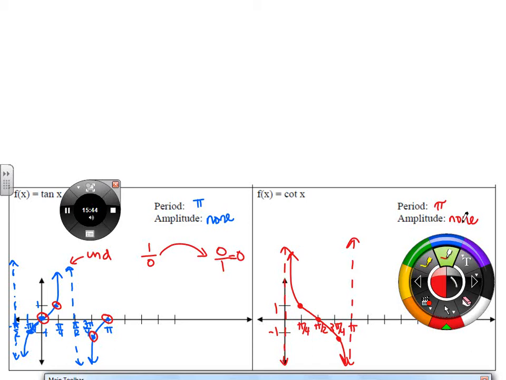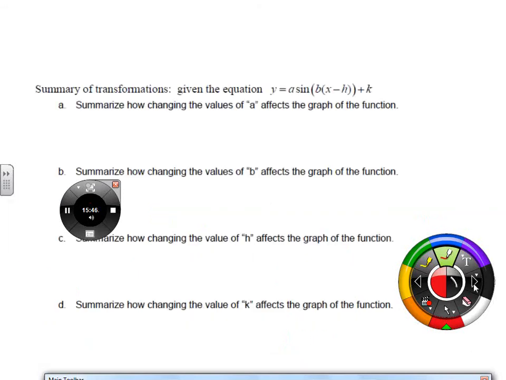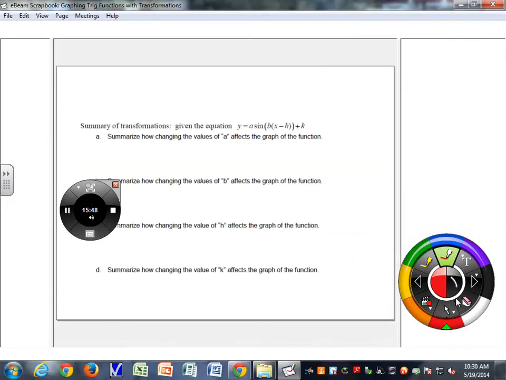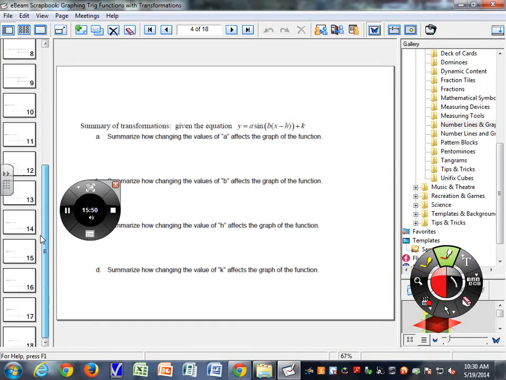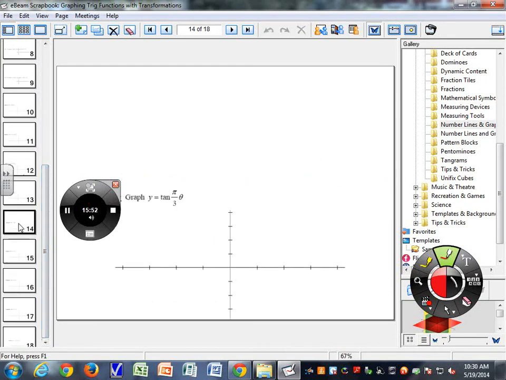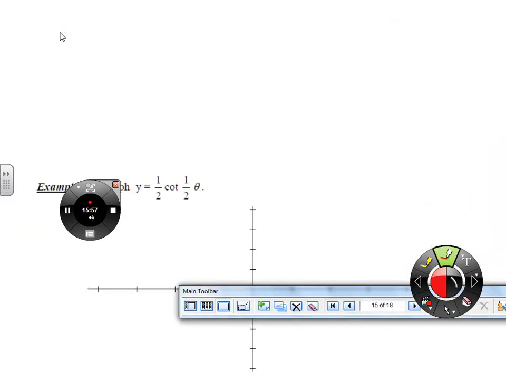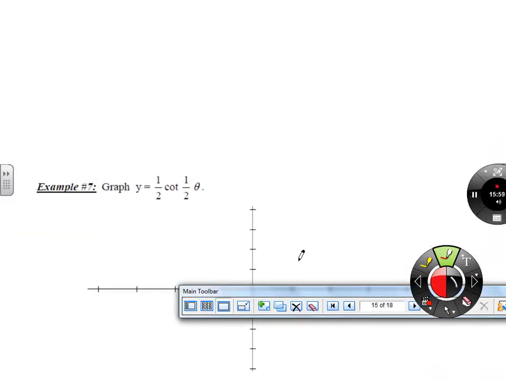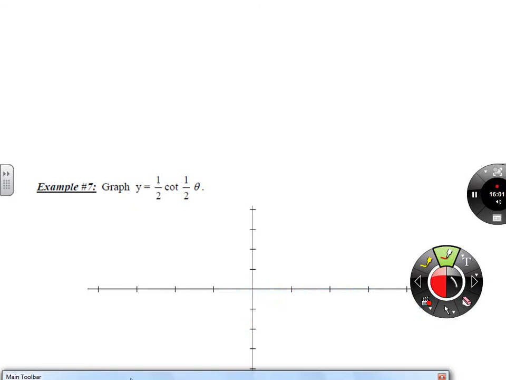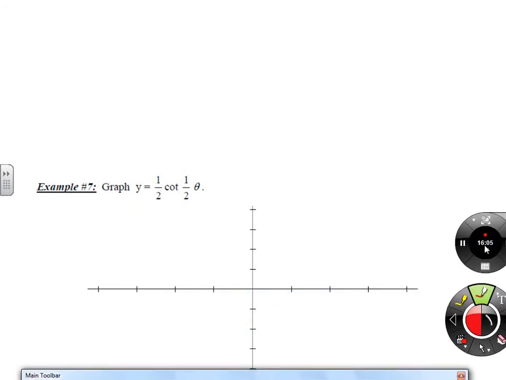All right, so let's do a little. Now remember that tomorrow you guys have a quiz. What is your quiz on? Sine, cosine, tangent, right? So we are not graphing those right now. We are graphing cosecant, secant, and cotangent. However, since we are using a lot of the graphs and then just changing them around, you are going to get some practice with those functions today to make sure you know them.